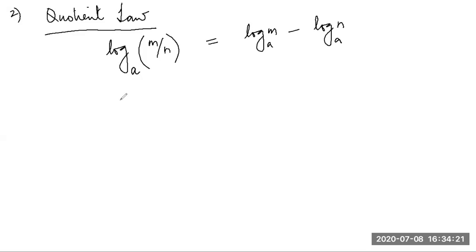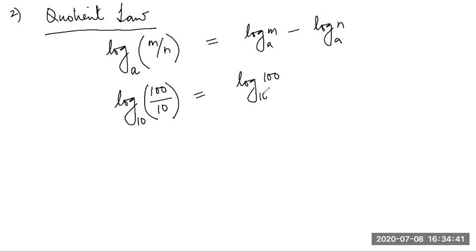We must. Let's check this by log of, let's say we take 100 divided by 10. So here I'm taking m as 100, n as 10 to the base 10. So by the formula, it should be equal to, students, log of 100 to the base 10 minus, please tell me students, log of 10 to the base 10.